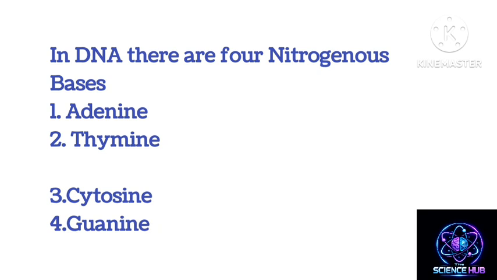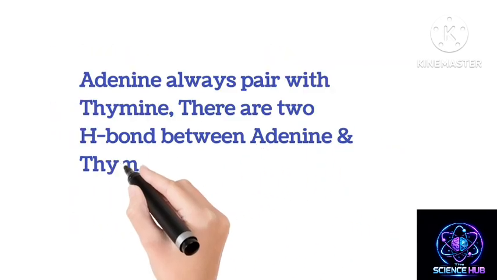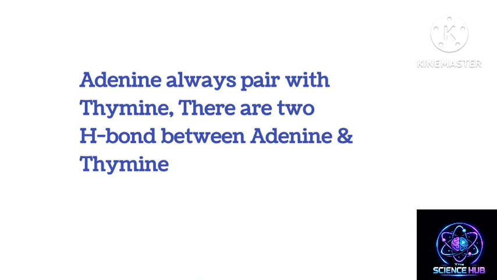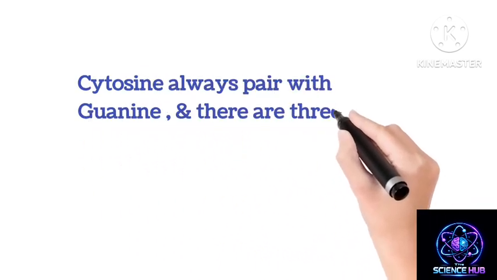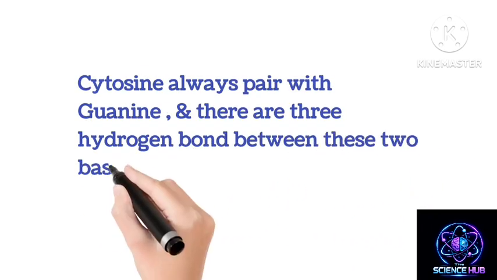Number 1, adenine. Number 2, thymine. Number 3, cytosine. And number 4, guanine. Adenine always bonds with thymine, and there is always a double hydrogen bond between these bases, whereas cytosine always bonds with guanine, and there is a triple hydrogen bond between these 2 bases.